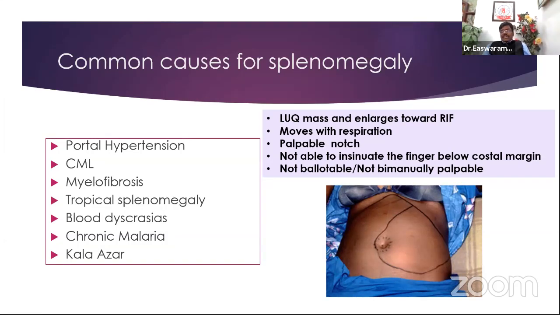Kala-azar, I think it is only for completion. I am yet to see a case of Kala-azar myself. So that's all about the common causes for splenomegaly.